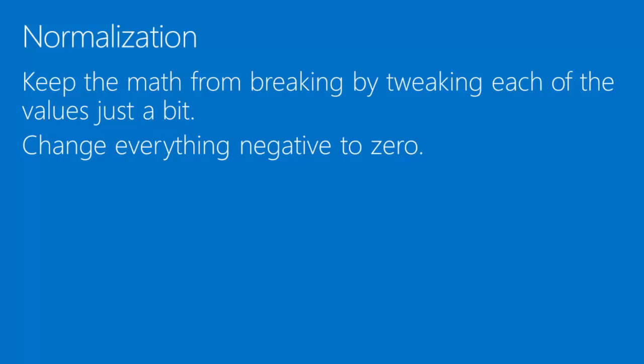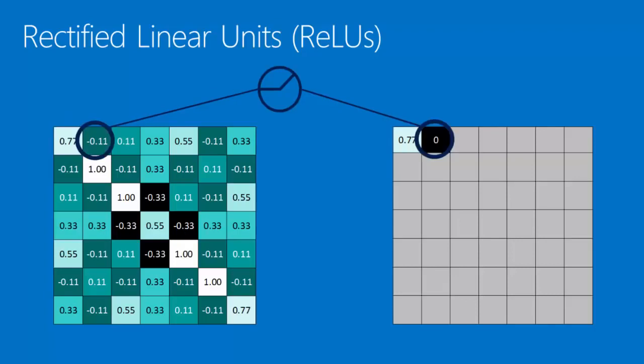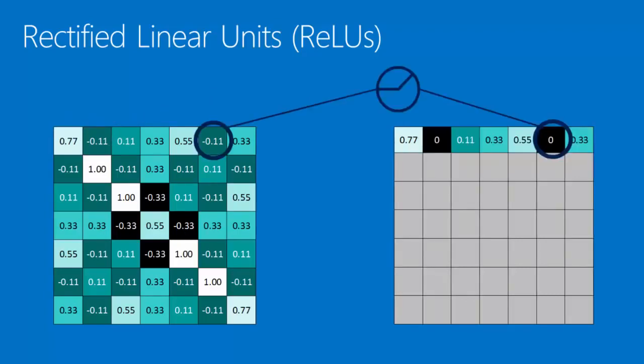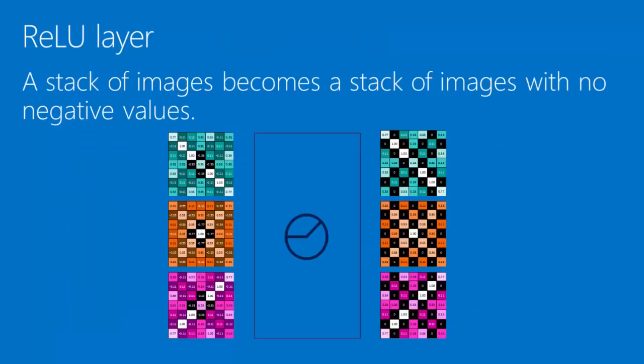All you do here is everywhere in your image that there is a negative value, change it to zero. So for instance, if we're looking back at our filtered image, we have these what are called rectified linear units. That's the little computational unit that does this. But all it does is step through everywhere there's a negative value, change it to zero. Another negative value, change it to zero. And by the time you're done, you have a very similar looking image, except there's no negative values. They're just zeros. And we do this with all of our images, and this becomes another type of layer. So in a rectified linear unit layer, a stack of images becomes a stack of images with no negative values.